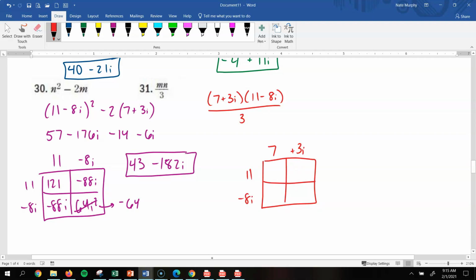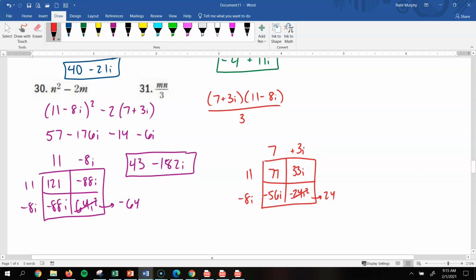Multiply those together. So 7 times 11 is 77. 11 times 3i, that would be 33i. Negative 8i times 7 would be negative 56i. And negative 8i times 3 would be negative 24i squared. But remember, i squared is the same as negative 1. So negative 24i squared would be a positive 24.